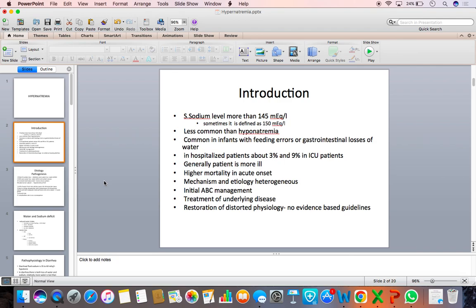Hypernatremia is rather less common than hyponatremia, and children suffering from hypernatremia look more ill. It is estimated that nearly 3% of hospitalized patients suffer from hypernatremia, and it occurs in 9% of the patients in intensive care units. Etiology and mechanism are heterogeneous.